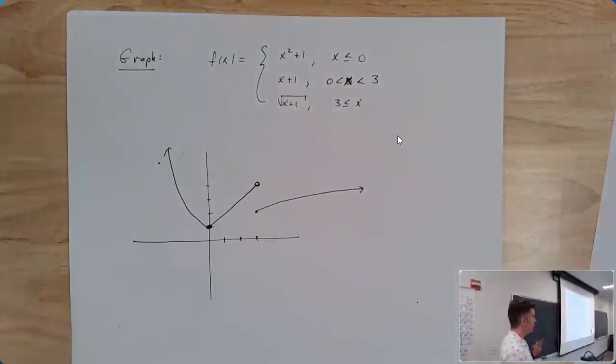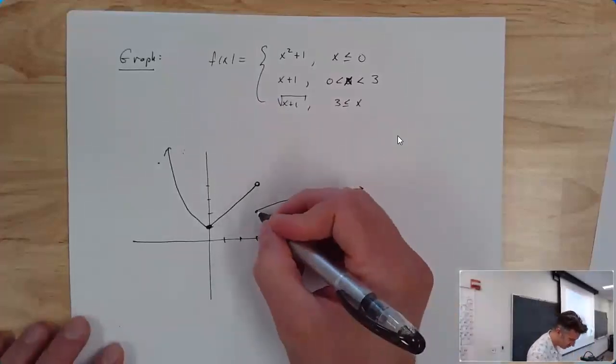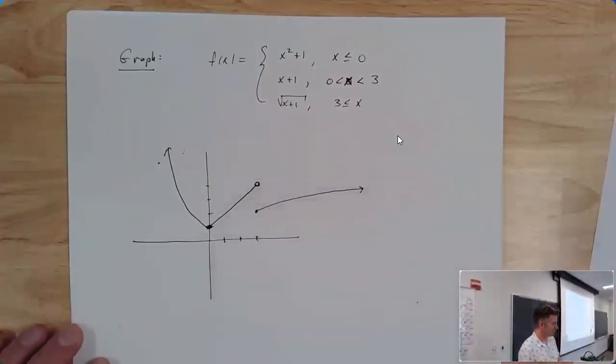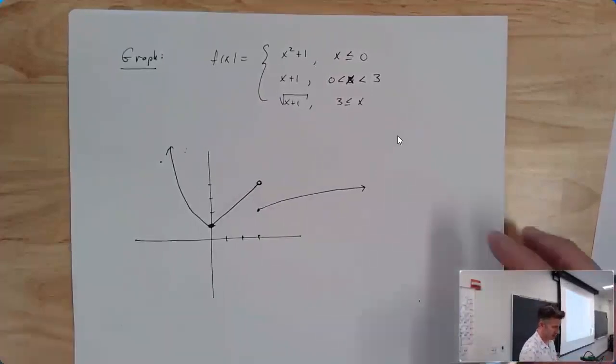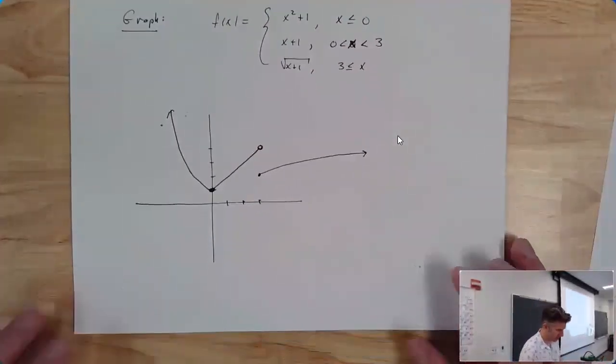A couple comments about this function before we start talking about it. It is definitely a not continuous everywhere function. And we can see that just by the nature of the graph, right? As people like to say, I had to lift my pen off the paper to draw the graph. I couldn't have drawn this without lifting my pen off the paper. So let's talk about some limity type things.